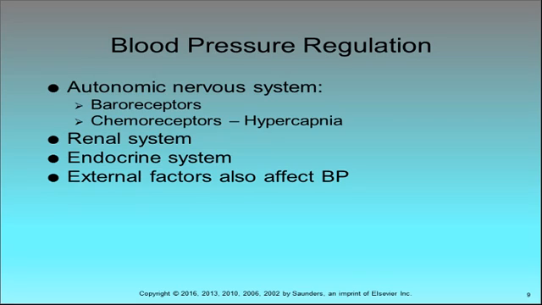Some of the external factors that can also affect our blood pressure are things like pain, anger, exercise, and body temperature. Patients who are hypothermic have their blood pressure fall. So you can see where a lot of things can affect our different systems.